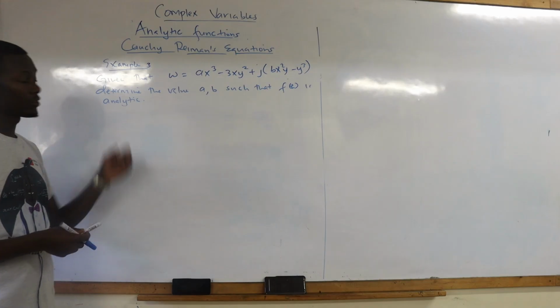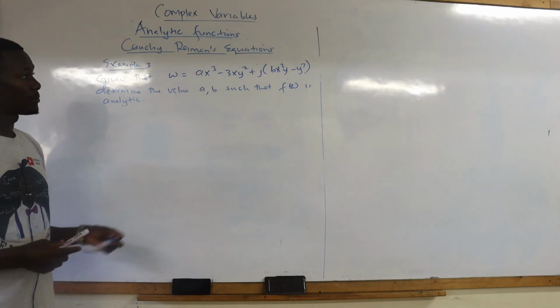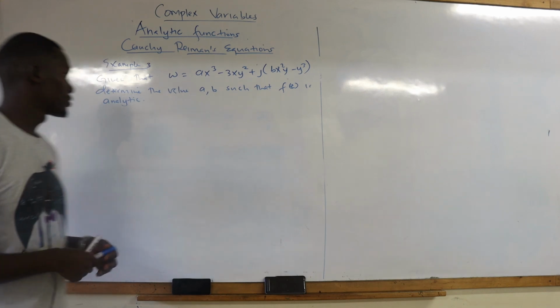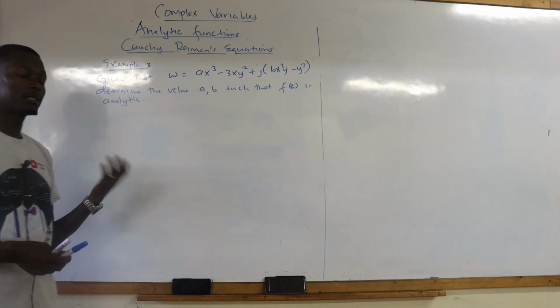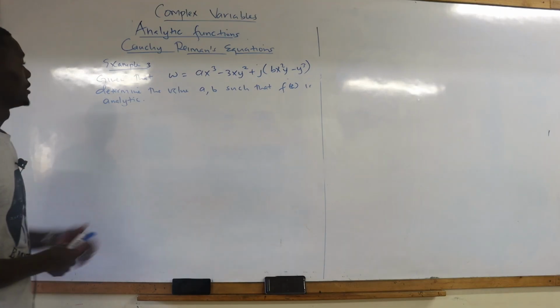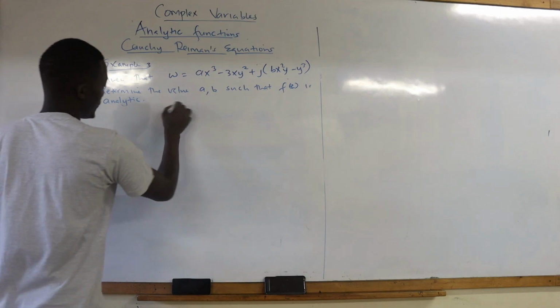So now we have our third example here: given that w equals that function, determine the value of a and b such that f(z) is constant. Remember, these are questions that are tested from the NEC paper, I think the July 2020 series. So now the solution.